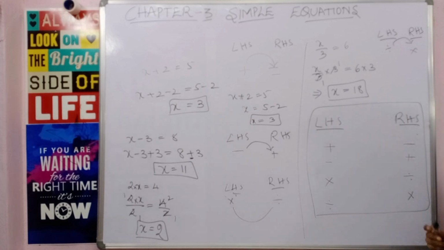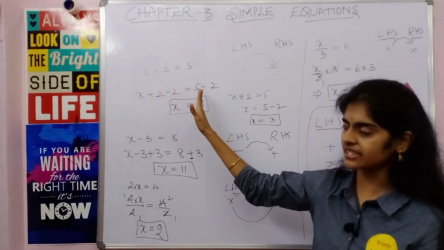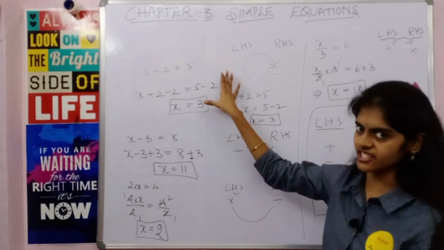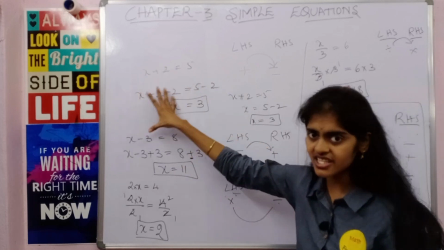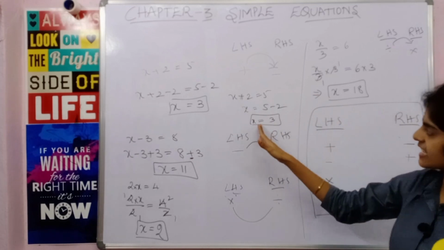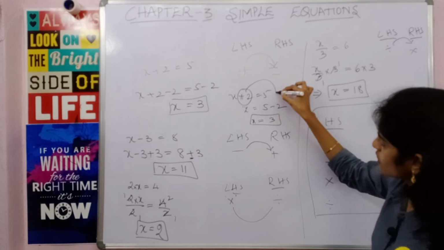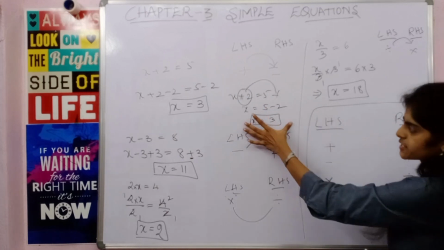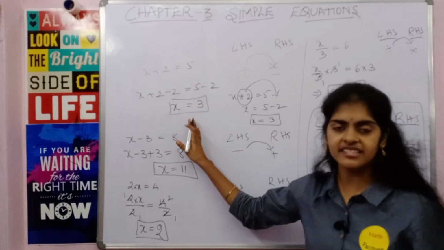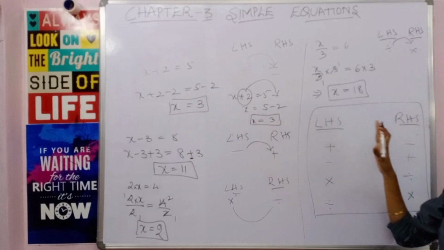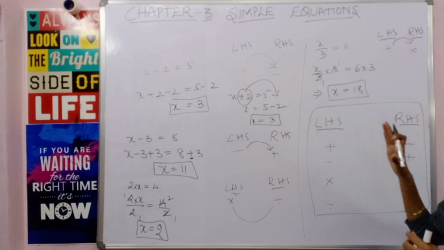Now we have learned two methods here. One method is without transposing the terms, where you are solving LHS and RHS directly. We are not transposing from LHS to RHS. Here in this case, I am not solving the LHS directly. I have transposed this 2 and taken it to RHS. So this is with transpose, and this is without transpose. Without transpose you can do this directly. With transpose you have to use these rules. Plus becomes minus; here plus 2 became minus 2.